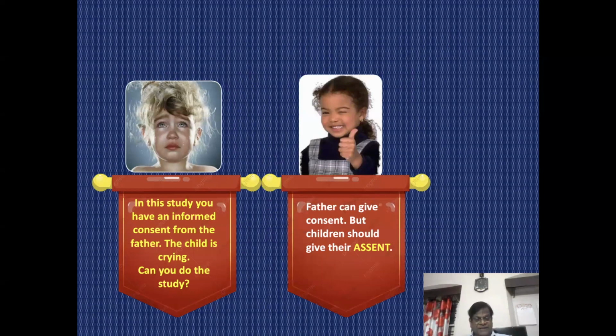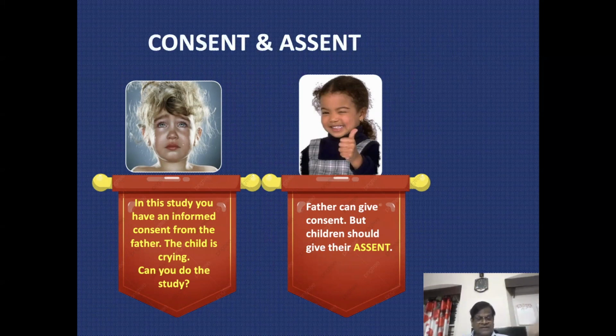But you should know that the father can give consent, but the children should give their assent. Then only the study can be done. So that's the difference between consent and assent. Assent is an agreement to participate given by a person who has not reached the age of consent.